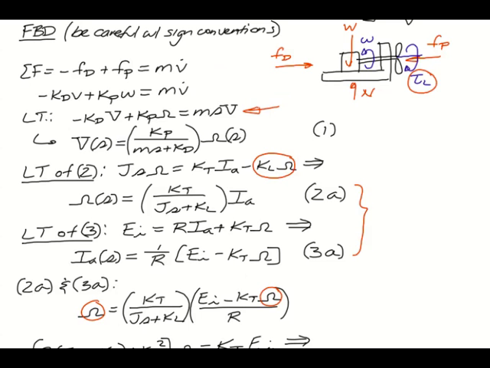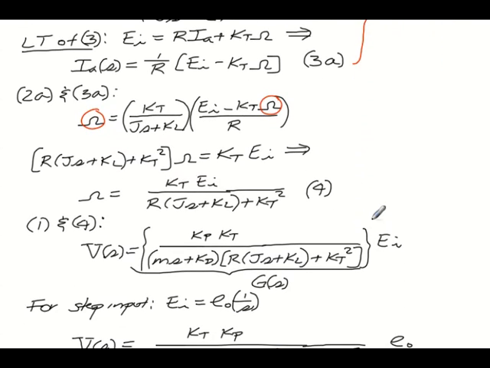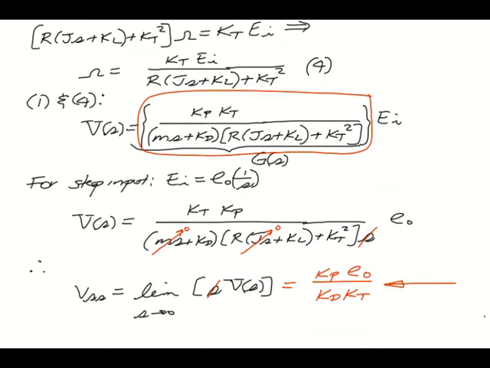So we got equations 1, 2, and 3. Combine those together to get our transfer function between input voltage and speed, and the steady state speed using the final value theorem comes right away from that. So we see here that the speed is proportional to this constant K_p, which relates to the propulsive force, and the input voltage E_0, inversely related to the drag coefficient K_d, and inversely proportional to the motor constant K_t.